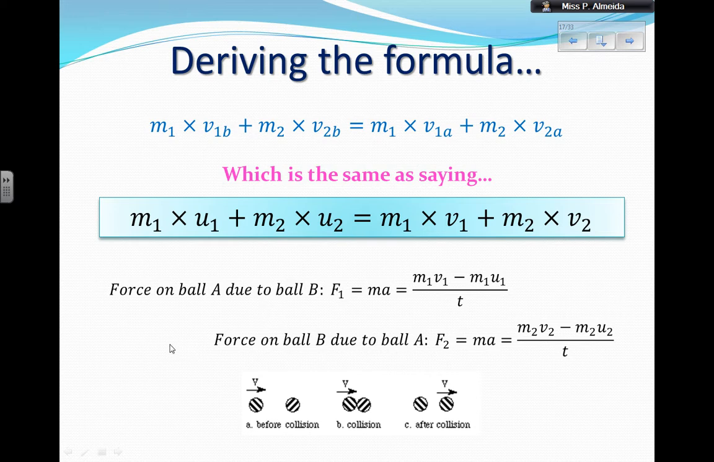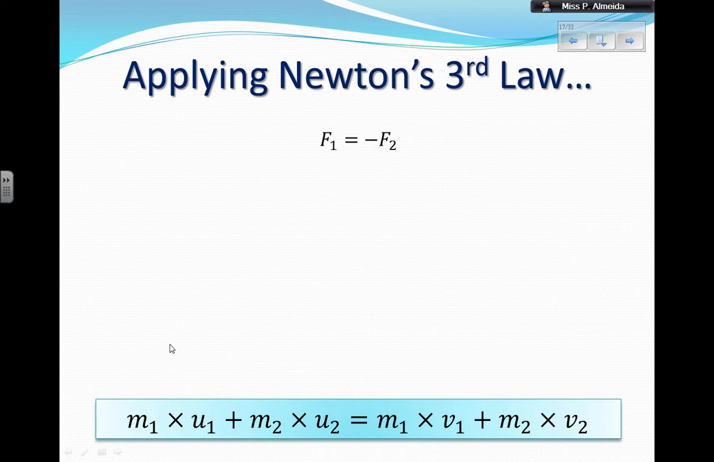I can do the same for ball B due to ball A. So the force on ball B due to ball A is going to be F2, which is as well mass times acceleration, and again change of momentum over time. So m2 v2, final momentum, minus m2 u2, initial momentum, divided by t, the time of the interaction. Now, if I apply Newton's third law of motion, I know that force 1 needs to be equal in magnitude, so same number, but opposite in direction. Therefore, because forces are vectors, I put a minus. So F1 equals minus F2, okay?